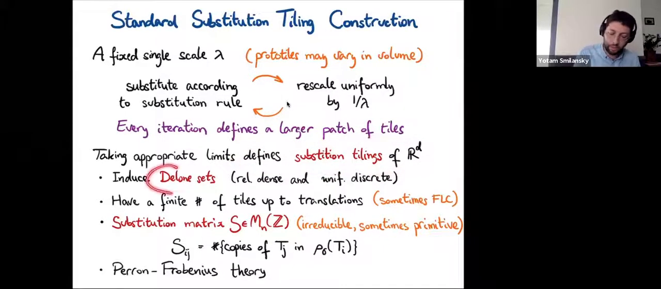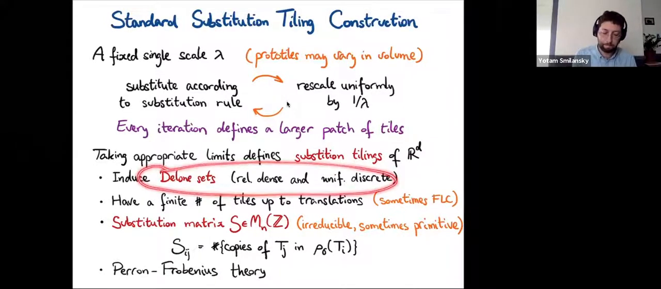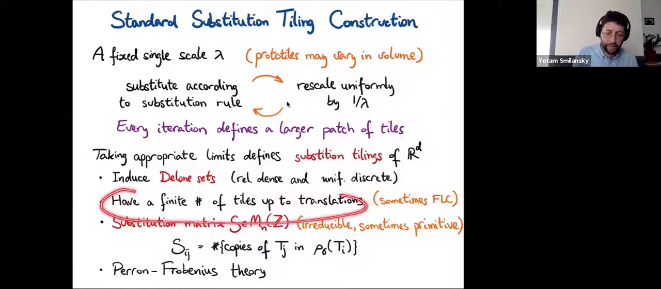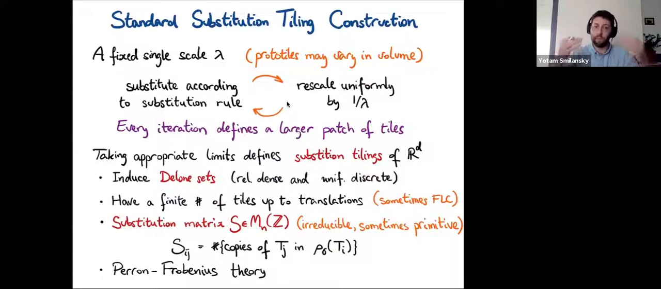These induce very nice Delaunay sets. Delaunay sets are sets that are not too dense and not too sparse. Since all the tiles are copies of the original prototiles, you can just put a point inside each one, or take the vertex set if your tiles are polygons, and you get a very nice, nicely balanced point set. You have a finite number of tiles up to translation because the scale is the same: you substitute and inflate, everything is the same all the time.